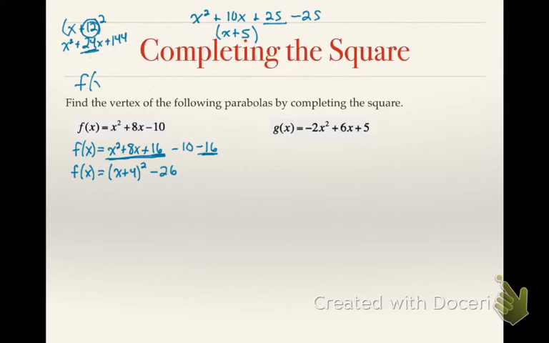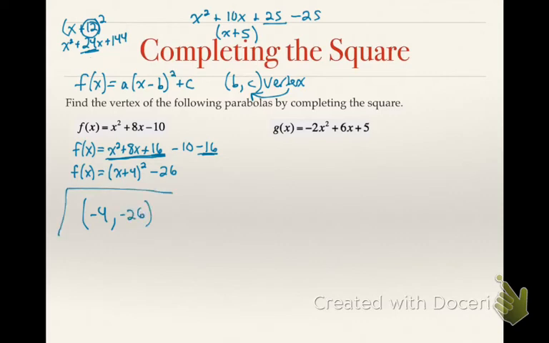The vertex form of a parabola. I'm going to use letters that you might not have seen in those spots before, but this is generally what the vertex form is going to be. The vertex of the parabola, therefore, is b comma c. That's the vertex. So if I'm looking for the vertex of this parabola, it's going to be negative 4 comma negative 26. There's the vertex of that quadratic function.